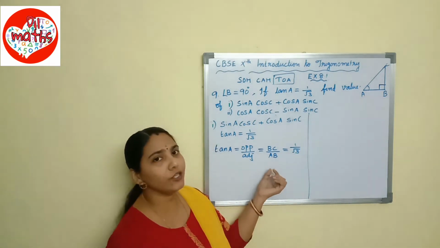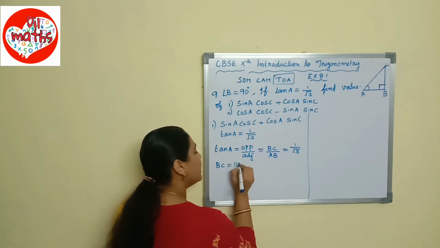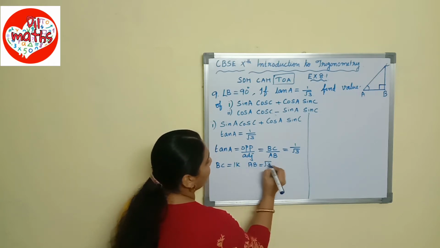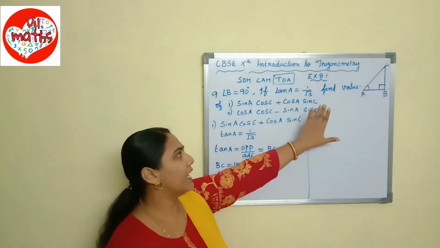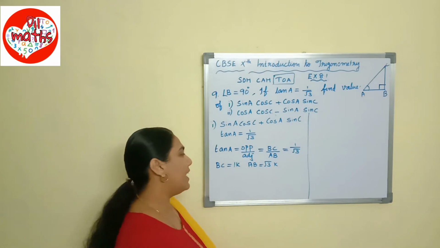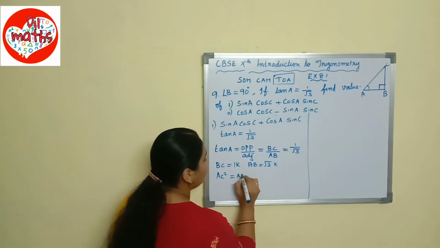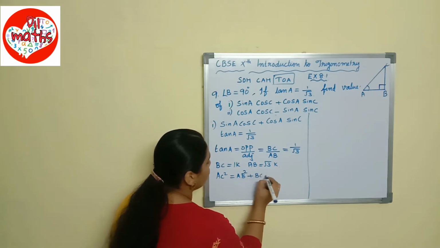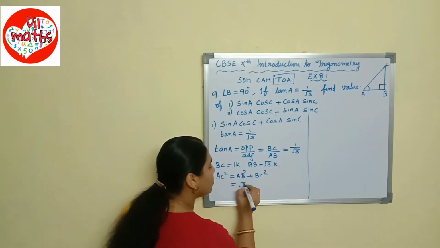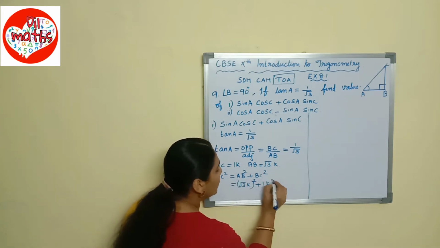So we got the ratio between BC and AB. So BC is equal to 1K and AB is equal to root 3K. So to find out sin A, cos A and sin C, cos C, definitely we should find out the hypotenuse. As usual, AC square, the hypotenuse square, is equal to AB square plus BC square. So what is AB here? Root 3K is AB here. If you substitute, what will you get? Root 3K the whole square plus, what is BC here? 1K, 1K the whole square.